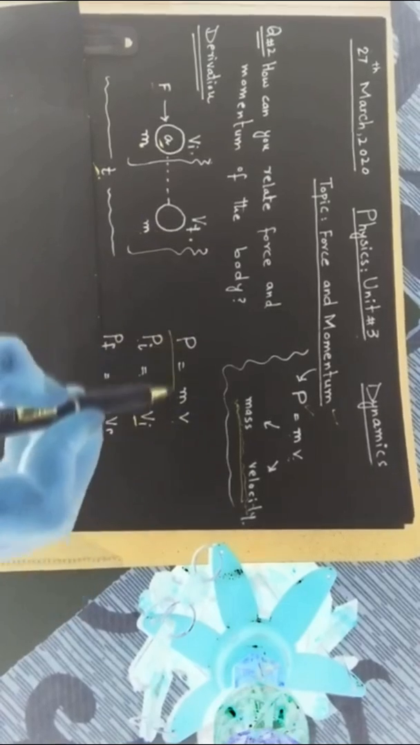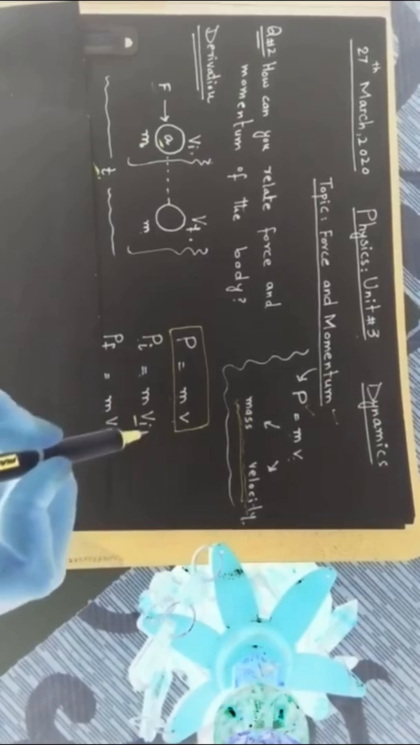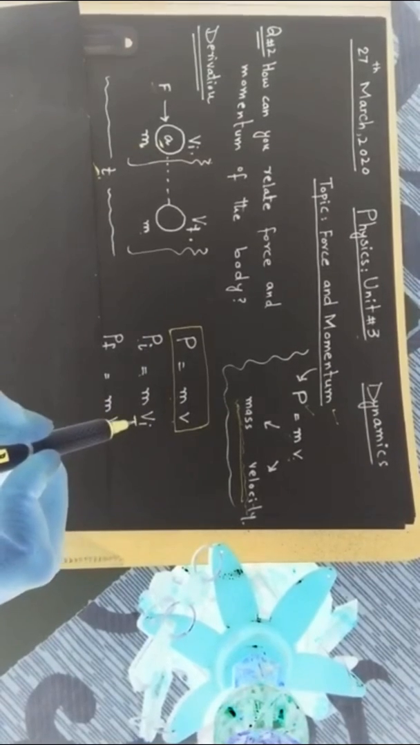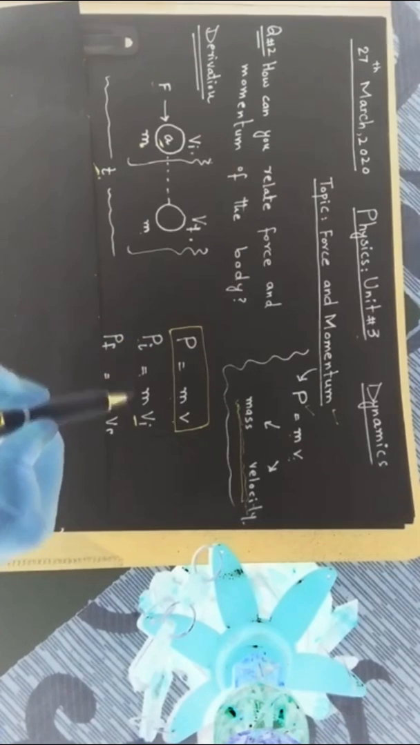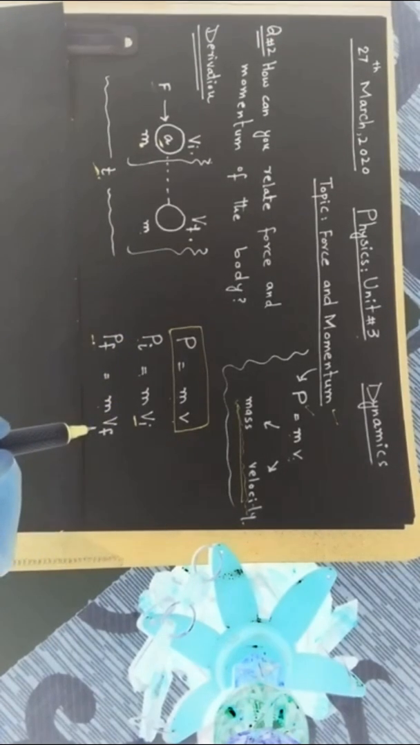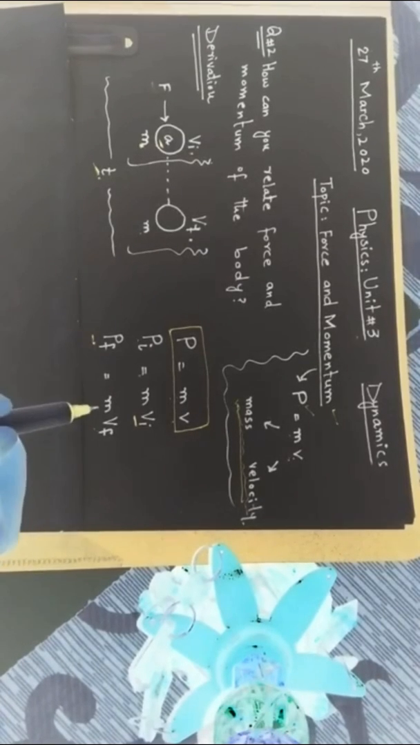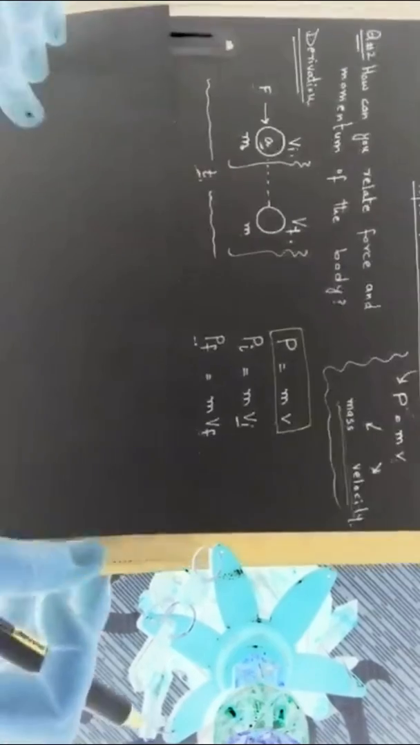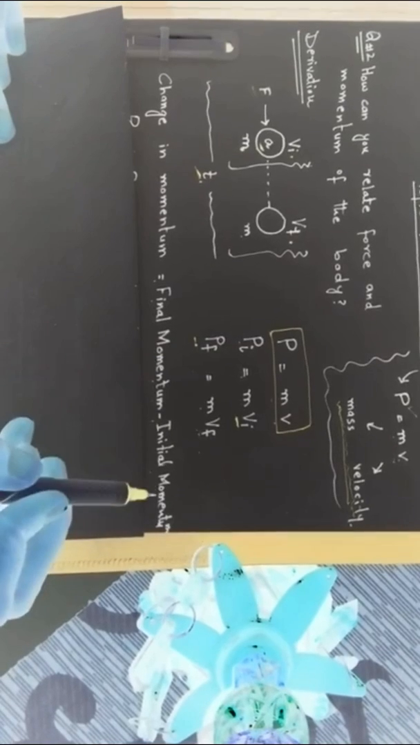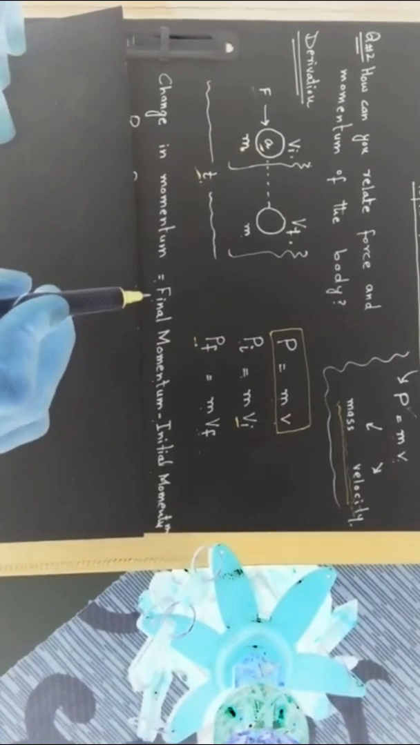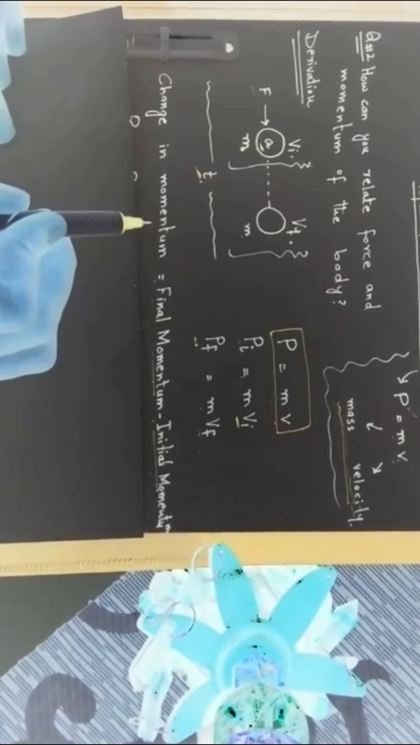As you know, the general form of momentum is P = mv. For initial velocity Vi, initial momentum can be written as Pi = mVi, and for final velocity Vf, final momentum can be written as Pf = mVf. Now change in momentum is equal to final momentum minus initial momentum. By putting the values of final momentum and initial momentum, we can get the change in momentum.